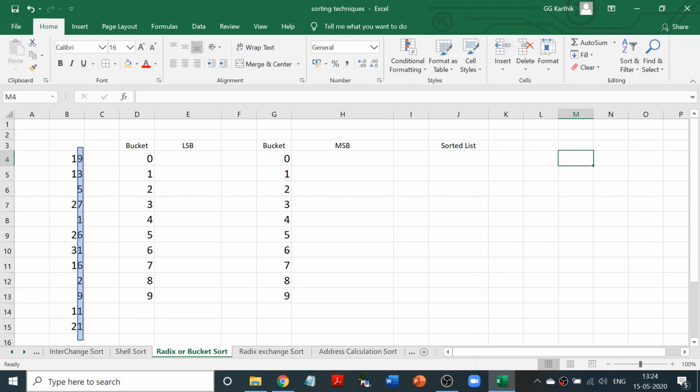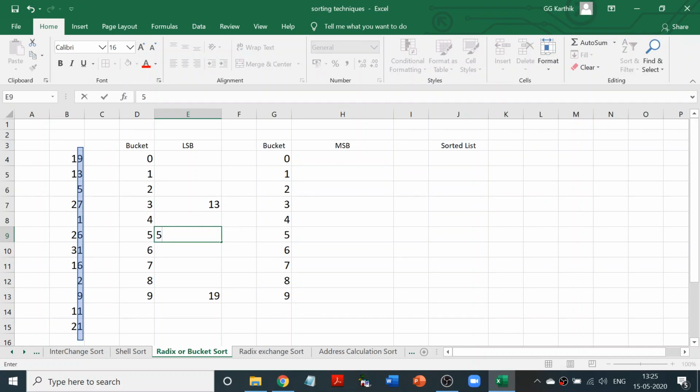First thing we are going to do is consider the least significant bit. 19's is 9. So I'm going to put 19 in which bucket? Bucket number 9. Let us just assume that you have the numbers in a block and then you have the buckets. You take that number and put it in a bucket. So 19 goes to the ninth bucket. 13 has 3 as the least significant bit, so it goes to bucket number 3. Then you have 05; 5 is the least significant bit, so it goes to bucket number 5.